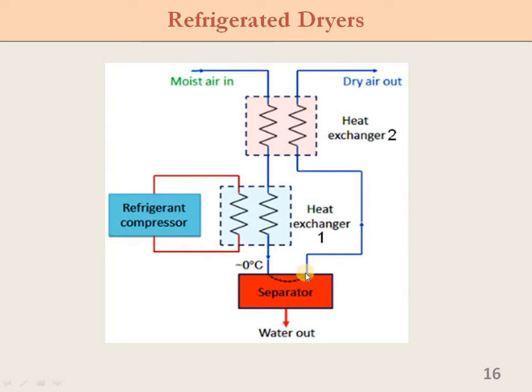Next, that dry air goes out and reaches the second heat exchanger. In the second heat exchanger there is an interaction between the compressed air, which is at high temperature, and the cold dry air, which is at low temperature. So automatically you preheat that air, and you can use it for some useful application. This is how the refrigerated type dryers work.